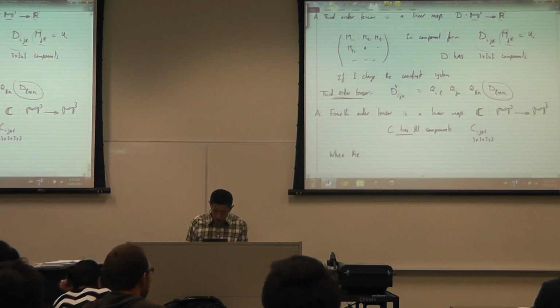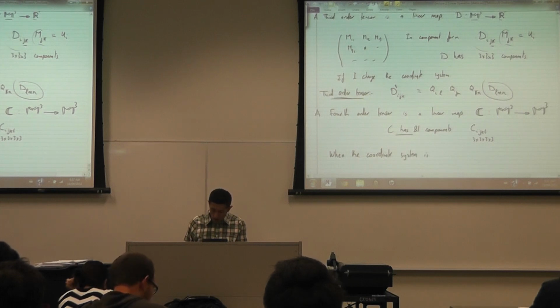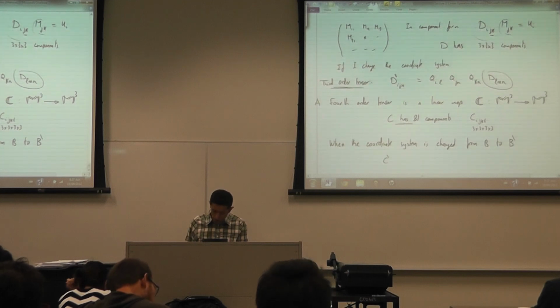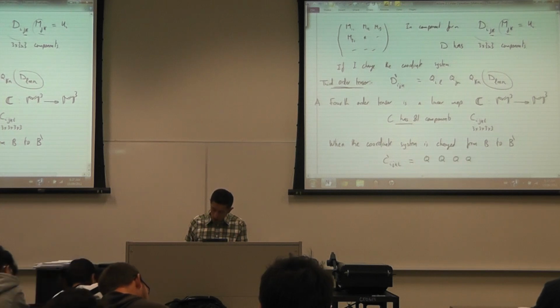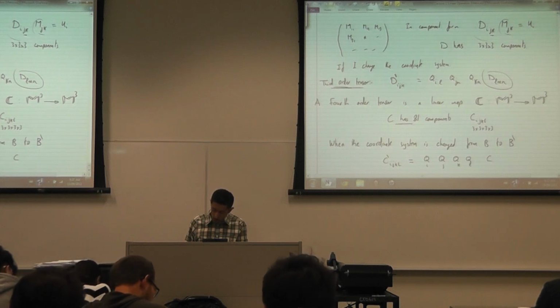When the coordinate system is changed from B to B prime, the new components are equal to Q, Q, Q, Q, C, here I, J, K, L, M, N, O, P, with M, N, O, P summed.